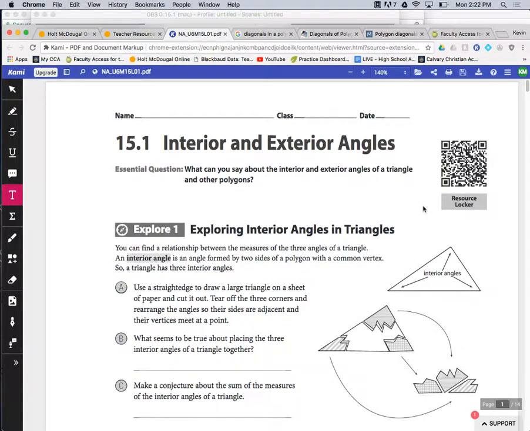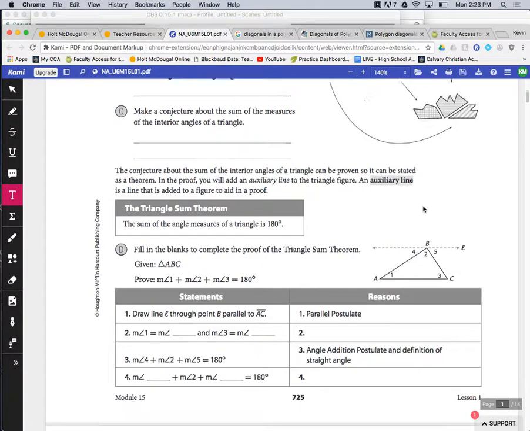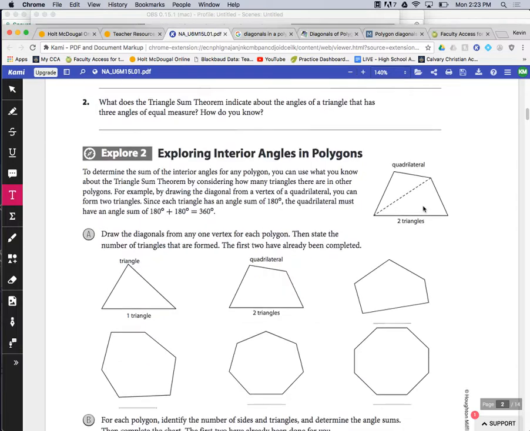So lesson 15.1, we're exploring interior and exterior angles. We just visually displayed to ourselves and proved to ourselves in a way that the interior angles of a triangle add up to 180 degrees. So that's pretty cool. So let's continue on.